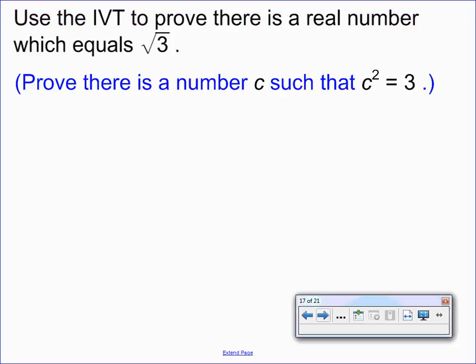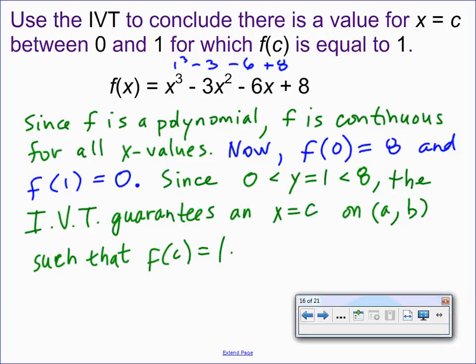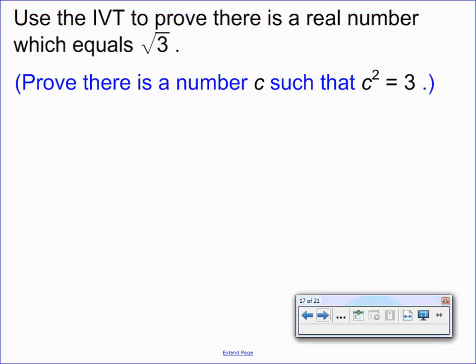Let's try another. Use the intermediate value theorem to prove there's a real number which equals root 3. What? We're going to prove that there's a real number that equals the square root of 3? Yeah, and the intermediate value theorem is going to be our tool to do so. So what do we need? Well, we need some function, and we need it to be continuous. So let's choose a function that will be useful for us. We want to get to the existence of root 3, and c squared equals 3 would mean that c equals root 3.